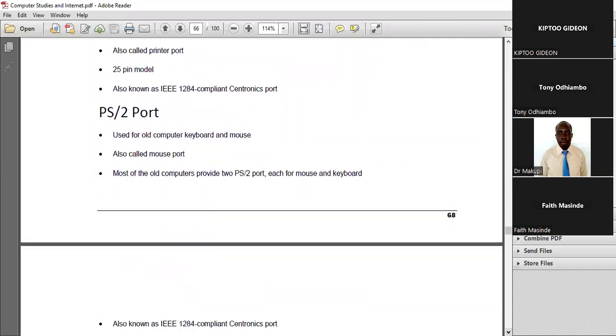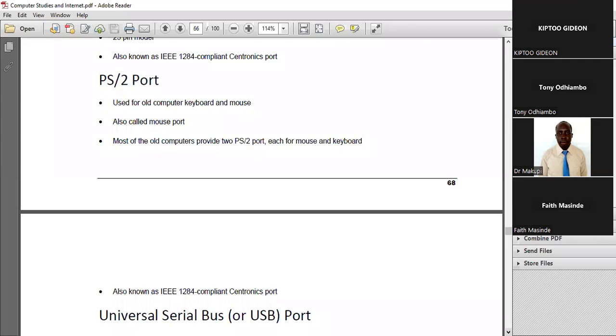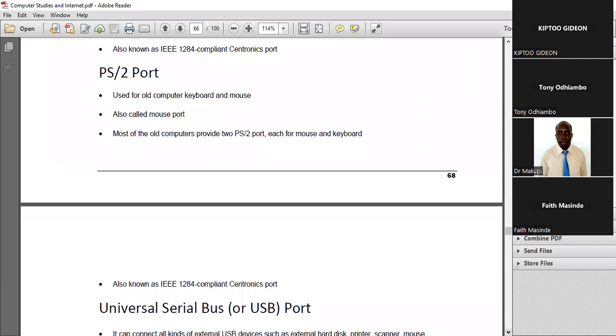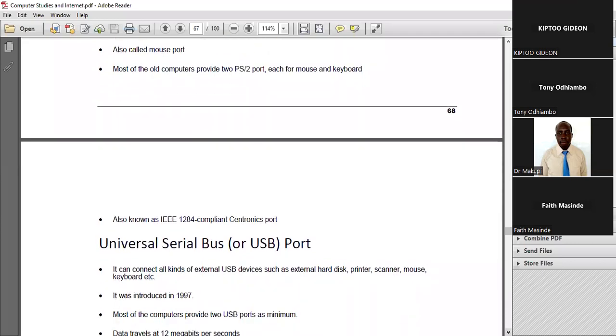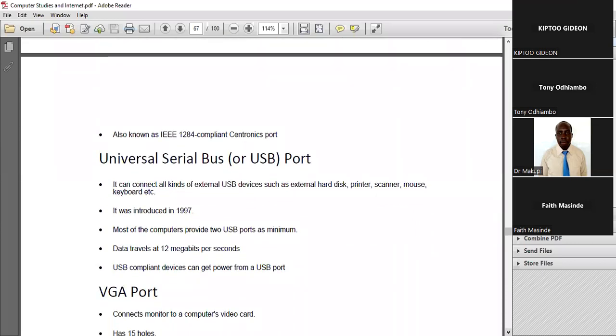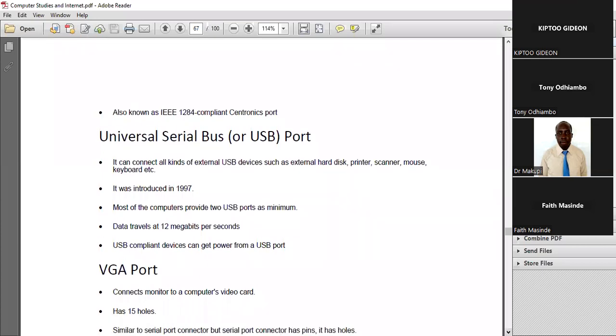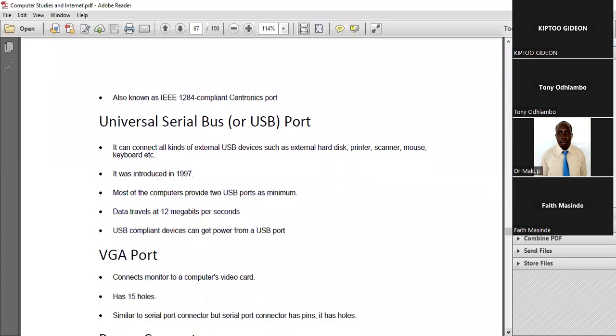We also have the PS2 port, used for all computer keyboards and mouses, also known as the mouse port. It is also an IEEE 1284 compliant Centronics port. There is also the USB, which you know. The USB was introduced in 1997, and most computers have 2 USB ports at minimum. Data travels at 12 megabits per second. Mark that down: data travels in a USB port at 12 megabits per second.